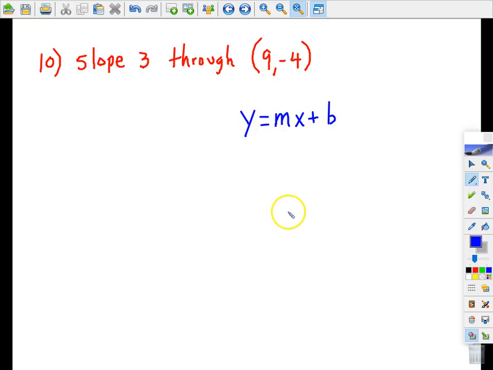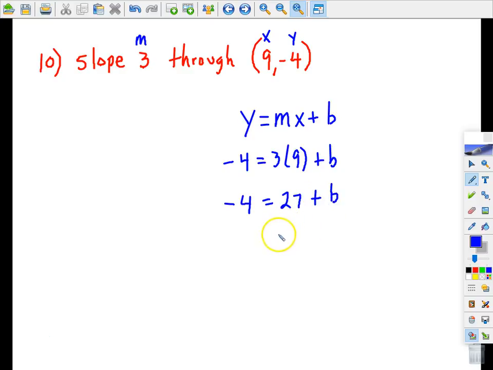So here's slope-intercept form again. Again, the slope, m. Here's an x. Here's a y. So let's start substituting. Y is -4. M is 3. X is 9. I get -4 equals 27 plus b. I'm solving for b, so I need to undo adding 27. And I get negative 31 equals b.